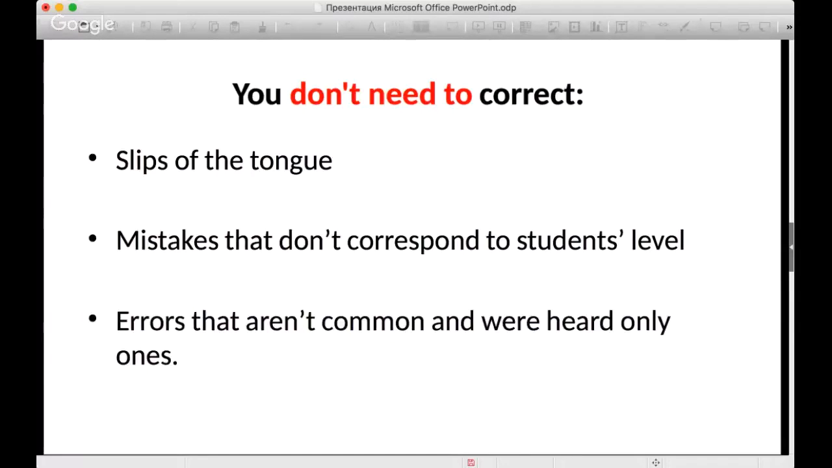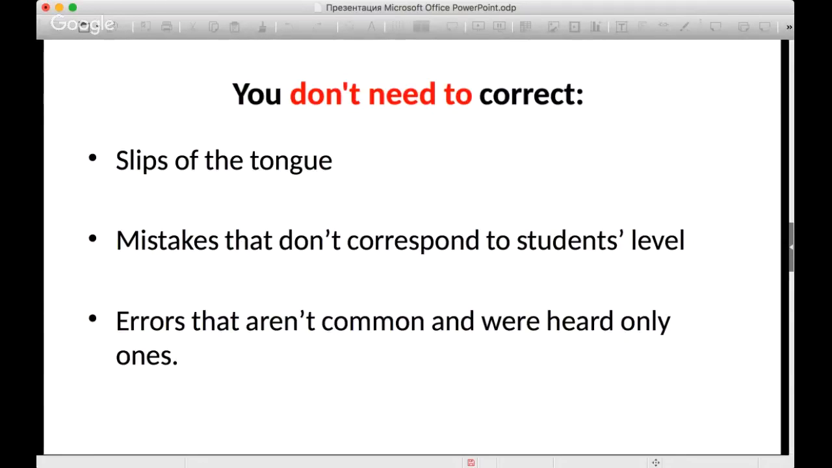And you don't need to correct the errors that aren't common and were heard only once. So if you hear that one student makes some mistake and then you hear that this student says the correct sentence, using the same grammar or vocabulary structure, then don't focus your attention on this. Just choose problems that are more spread among your students.